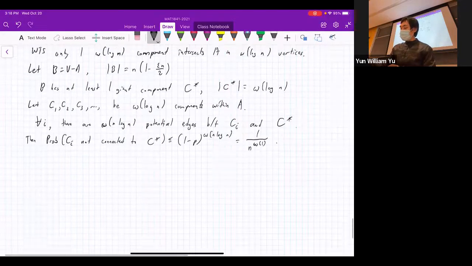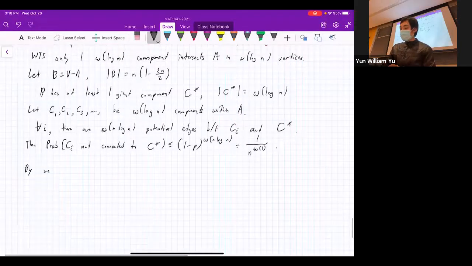Well, then all we need to do is use a union bound. So by union bound, all of our Ci's are connected to C star with high probability.